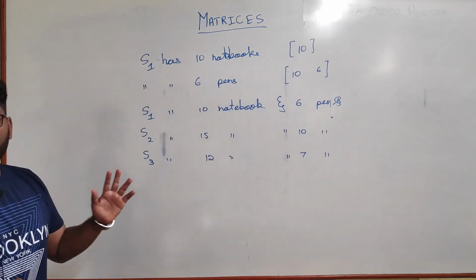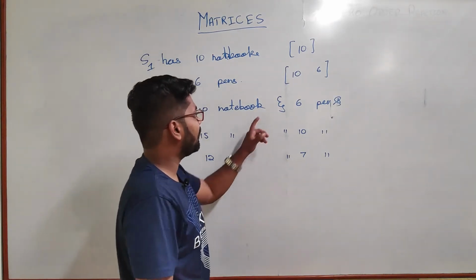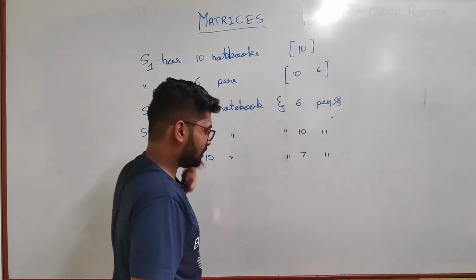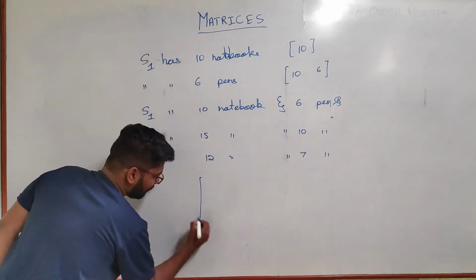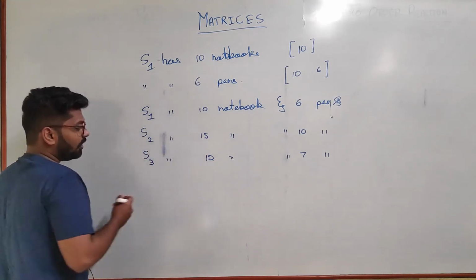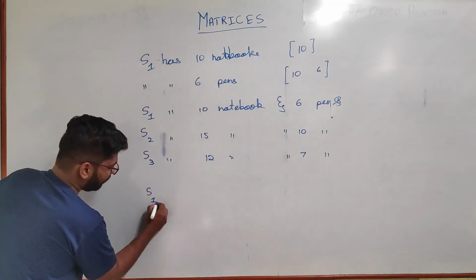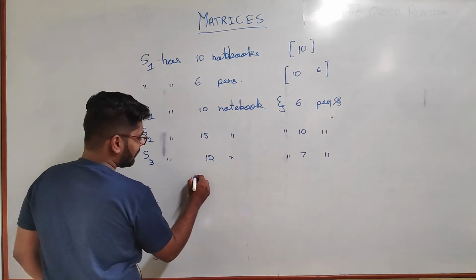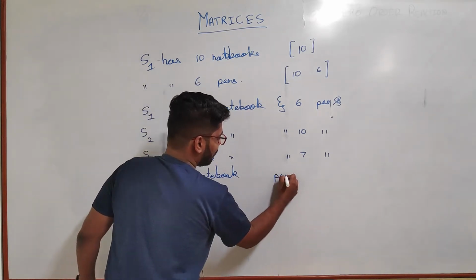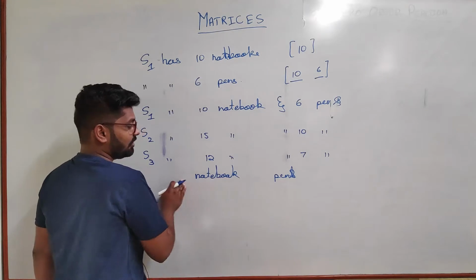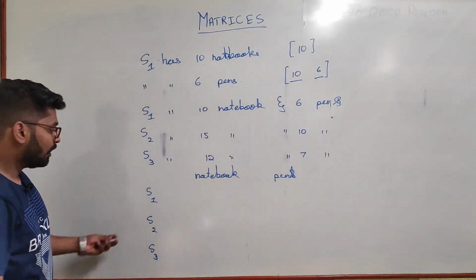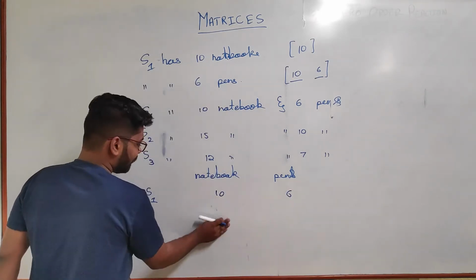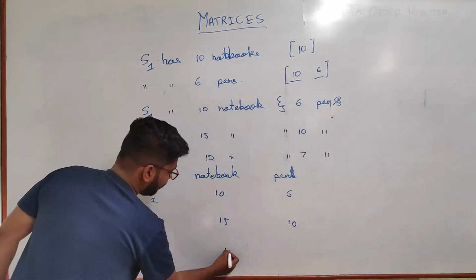Okay, now how are we going to represent this? If you observe here, what is this, the number of notebooks? What is this, the number of pens? Before going to this, we'll list things. S1, S2 and S3 are 3 students. First column is notebooks and this is pens. So S1 has how many notebooks? 10 notebooks. S1 has how many pens? 6. This is 15, 10, 12, 7.